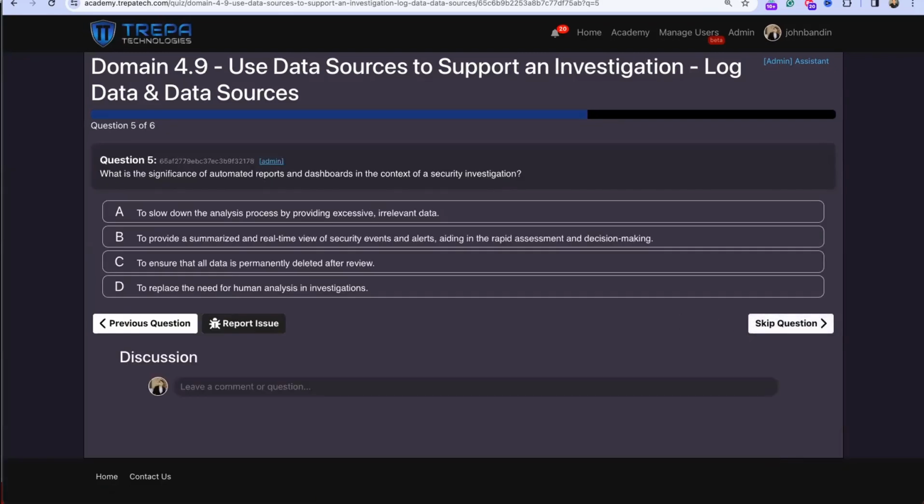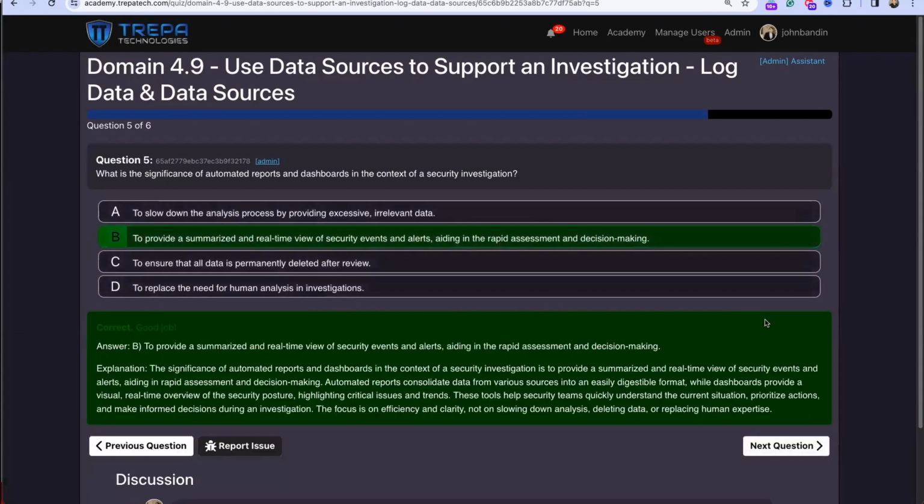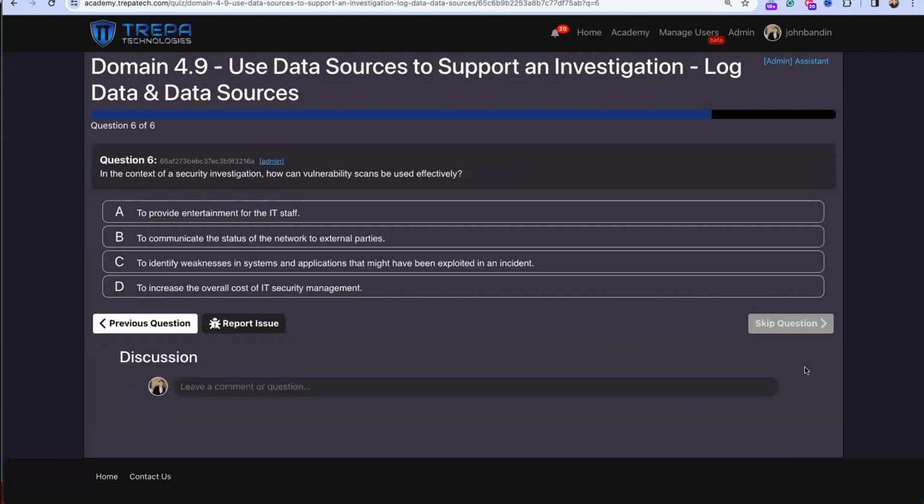Question 5. What is the significance of automated reports and dashboards in the context of a security investigation? So that's going to be to have a summarized and real-time view of security events and alerts, aiding in rapid assessment, decision-making, and also to bring in stakeholders, right? To say, hey, look, this is what we have going on. When we're here in the SOC, we're analyzing this to make sure we meet business objectives and that we're doing our role in protecting our infrastructure.